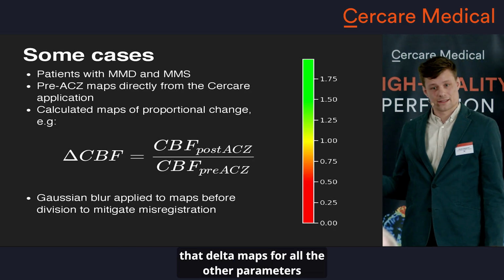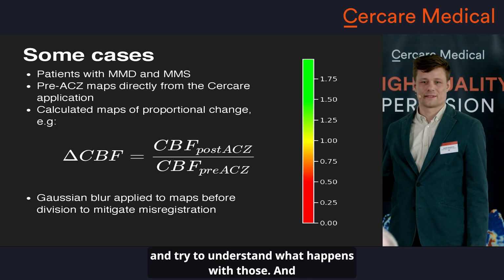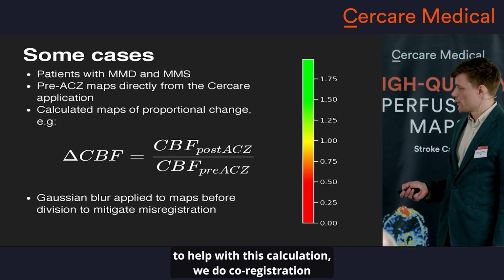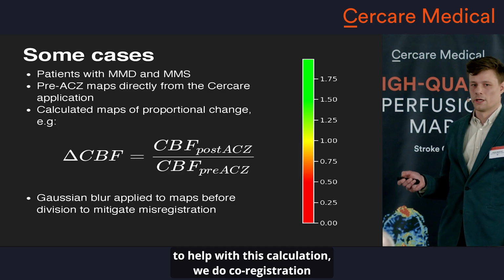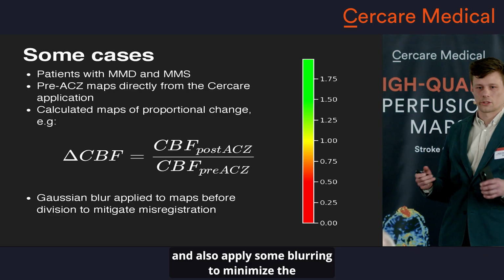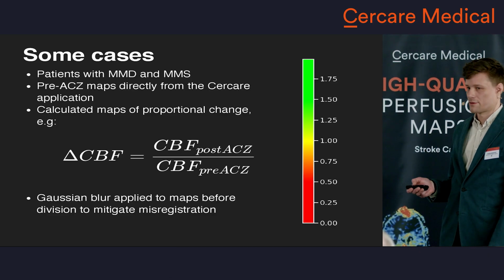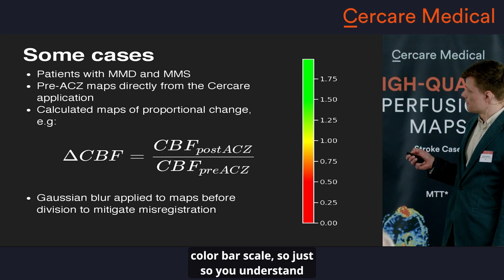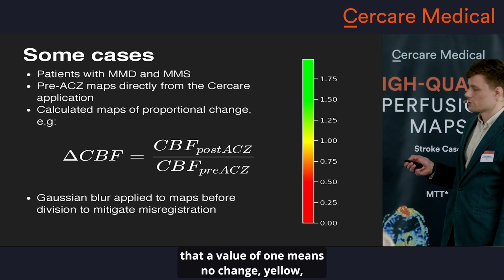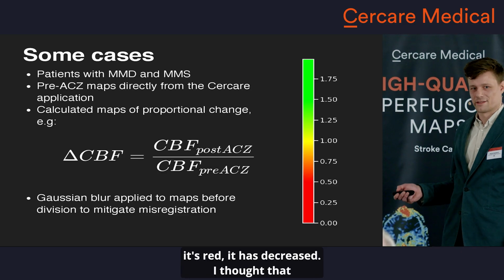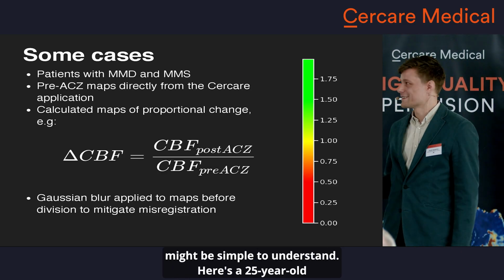But we can also calculate delta maps for all the other parameters and try to understand what happens with those. And to help with this calculation, we do co-registration of the pre and post acetazolamide studies, and also apply some blurring to minimize the effect of any misregistration. I use this color bar scale, so just so you understand that a value of 1 means no change, yellow, and if it's green, it has increased, and if it's red, it has decreased. I thought that might be simple to understand.